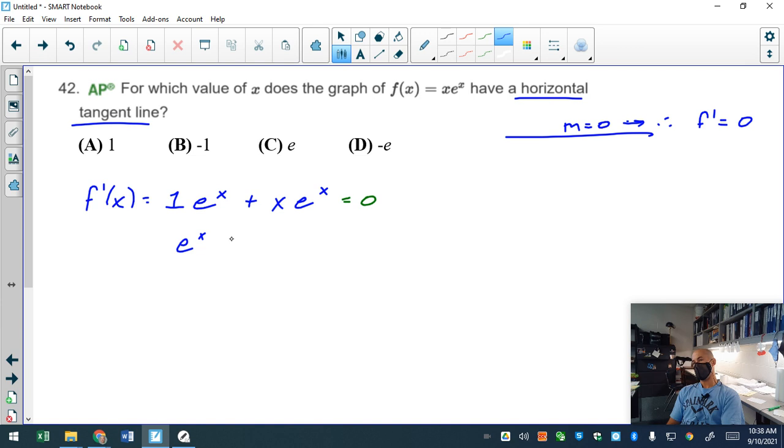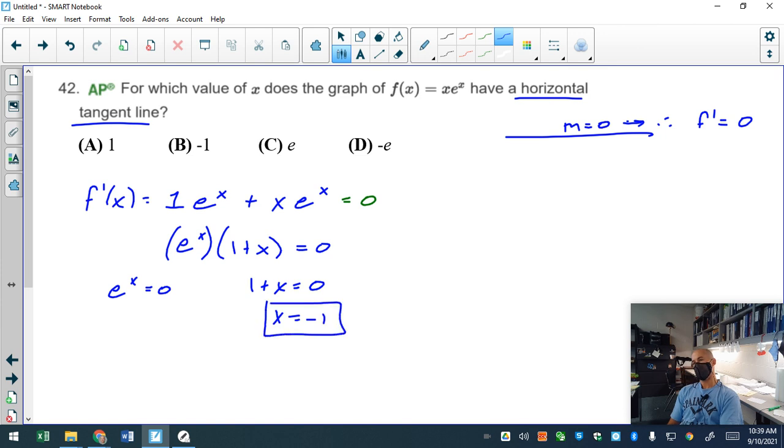Good, I would factor out the e to the x. So e to the x times 1 plus x equals 0. And when you solve by factoring, you need each of them to equal 0. Or I guess you need one of them. So we'll start with e to the x. When does e to the x equal 0? And when does 1 plus x equal 0? The second one's easy, -1, which that's going to be the answer.